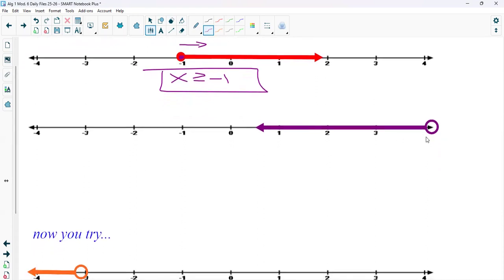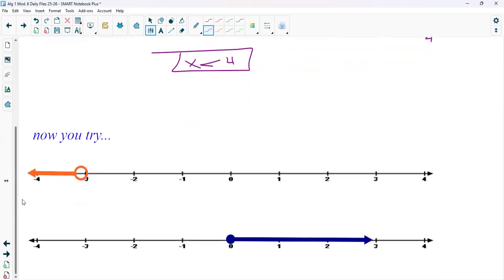For this one over here, our number is going to be 4. So let's say that x, now we're going to the left, so x is less than, it's an open circle, so there's no equal sign underneath it, and we'll have 4. So x is less than 4 there. Go and pause the video, go and try these two on your own first.